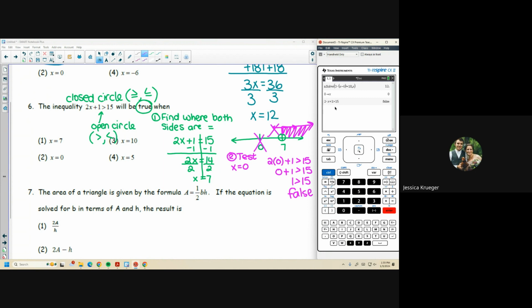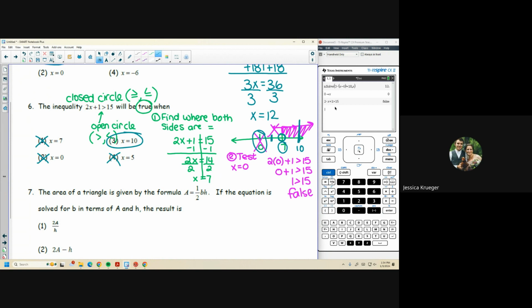So now we've got to figure out, okay, which of these numbers is in the solution? Well, 7 is right here, but it's an open circle. So 7 is not part of the solution. 0 is not in the shaded area, so 0 is not part of the solution. 10 is up here. 10 is in the shaded area. So I think 10 is part of the solution. And then just to make sure, 5 would be somewhere here. So 5 is definitely not.